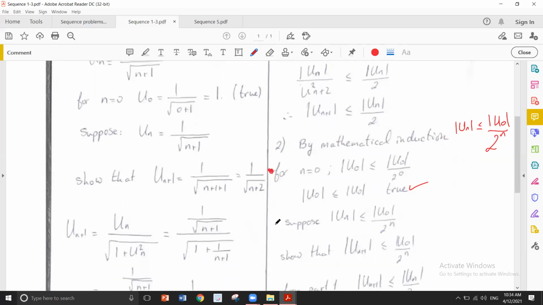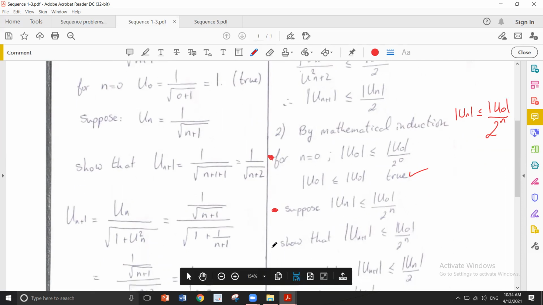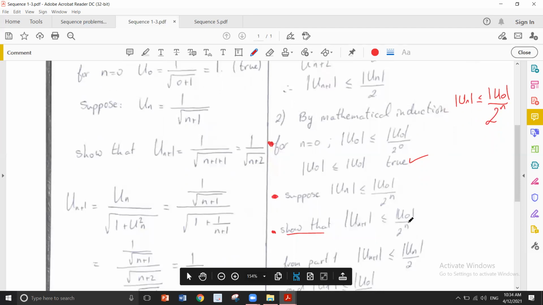Second step, we suppose the given relation is true. Suppose absolute value of UN is less than or equal to absolute value of U0 over 2 to the power n. The third step, or the last step, show that UN plus 1 is less than or equal to U0 over 2 to the power n plus 1.